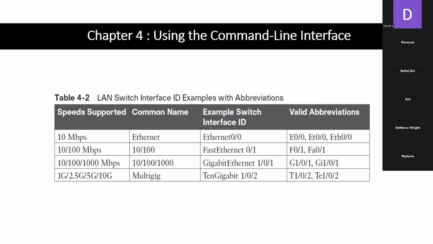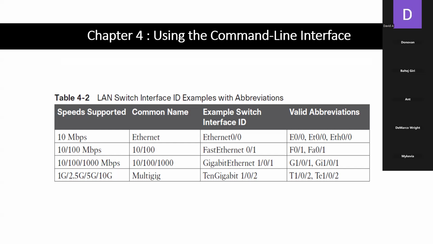Let's go to the next row. 10 to 100 megabits per second. The common name for it is 10/100. The interface ID would be Fast Ethernet. Of course, the abbreviation is F0/1, or it can be FA0/1. You'll see that a lot within Packet Tracer, because I believe Packet Tracer uses a lot of Fast Ethernet ports. I believe some switches have Gigabit Ethernet ports. Okay, let's keep going. The speed supported for 10, 100, and 1,000 megabits per second.